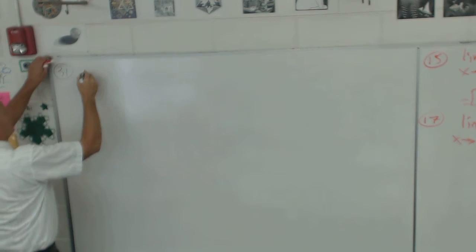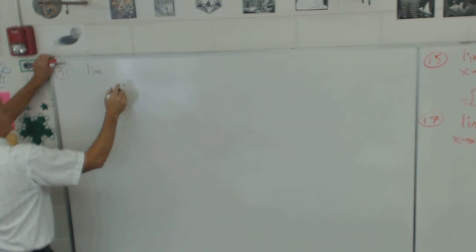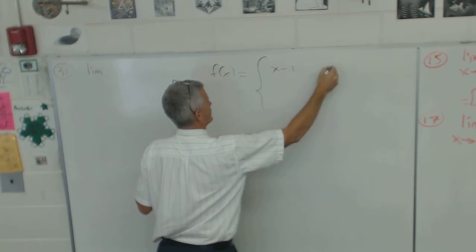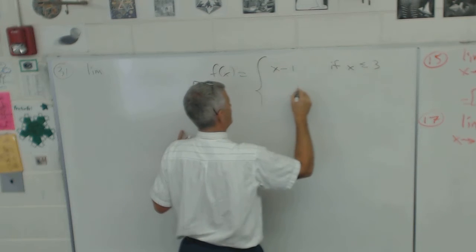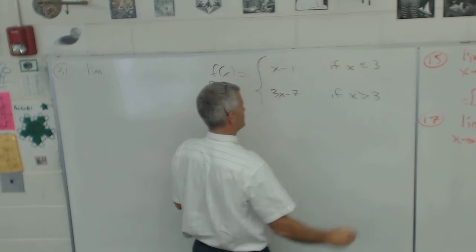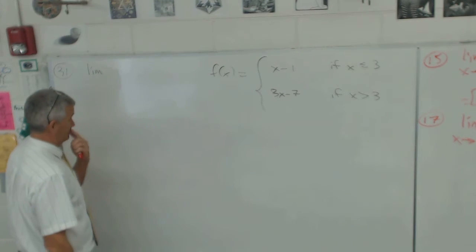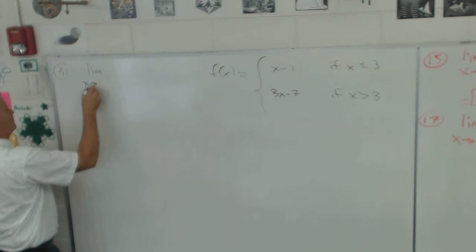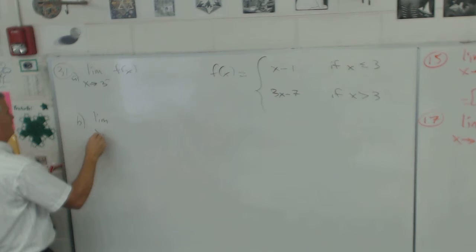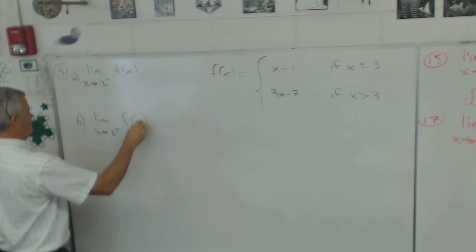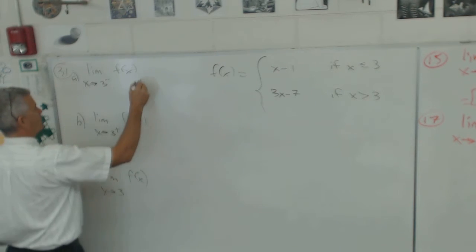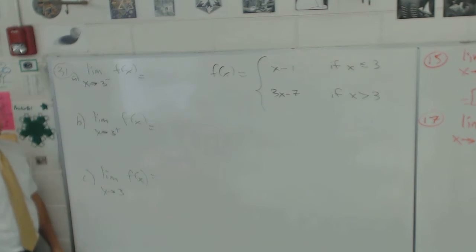31. You know it? Okay, it's a piecewise function. So f of x equals x minus 1 when x is less than or equal to 3, and then 3x minus 7 when x is greater than 3. And it says find the limit as x approaches 3 from the left of f of x. Find the limit as x approaches 3 from the right of f of x, and then find the limit as x approaches 3 of f of x.